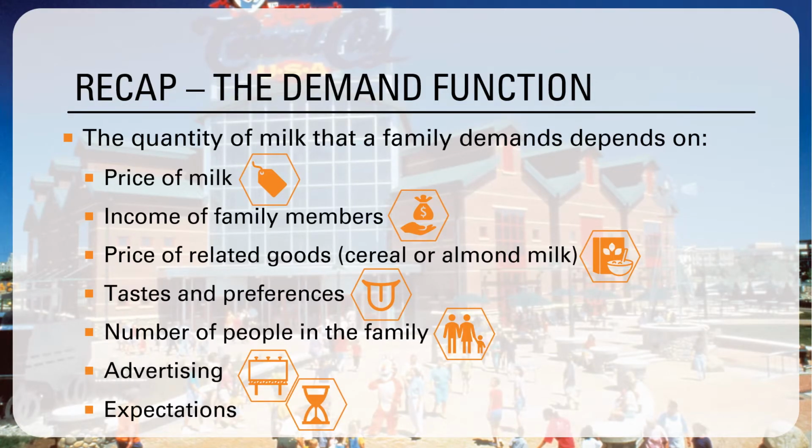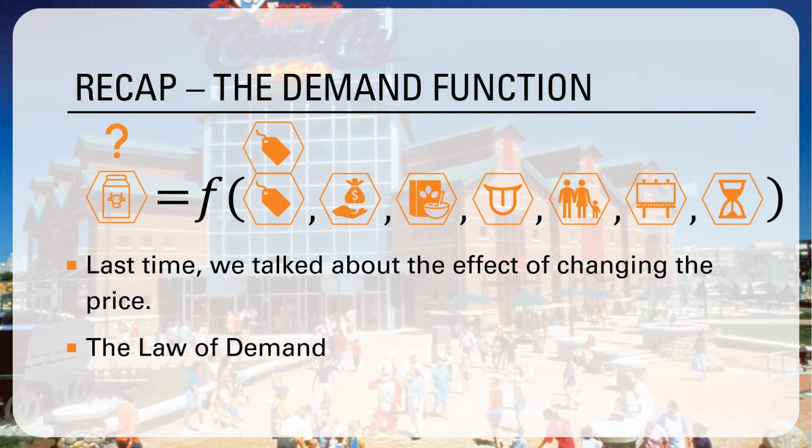Last time we talked about the demand function, and we said that the quantity of milk that is bought in the store or a family demands depends on several factors. So you've got the price of the milk, you've got the income of family members, and so on and so forth, and you've got this whole list over here. We'll be talking about this one by one. Because it's a function, we can put this mathematically as the quantity of milk bought is a function of these factors, which just means it depends on these factors.